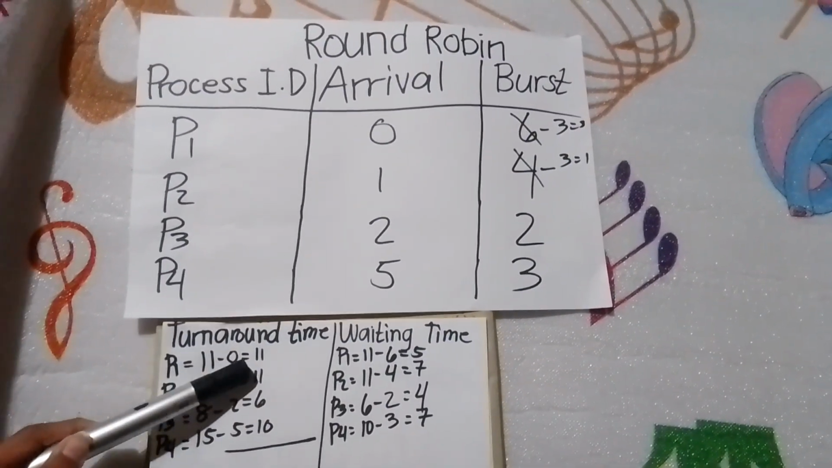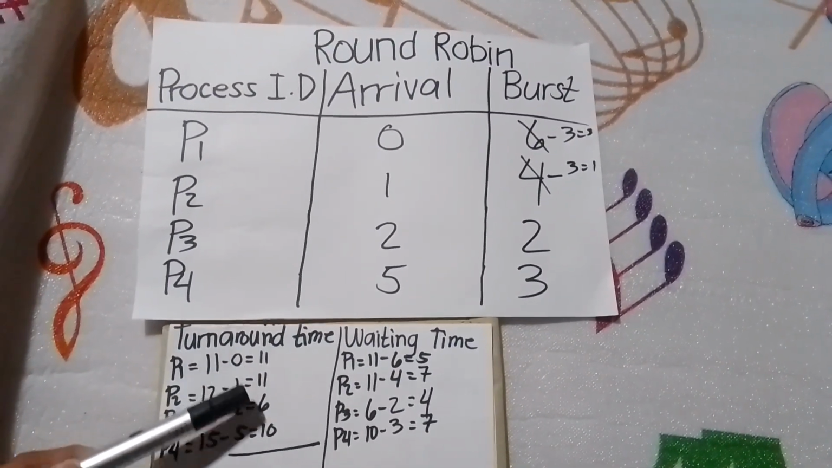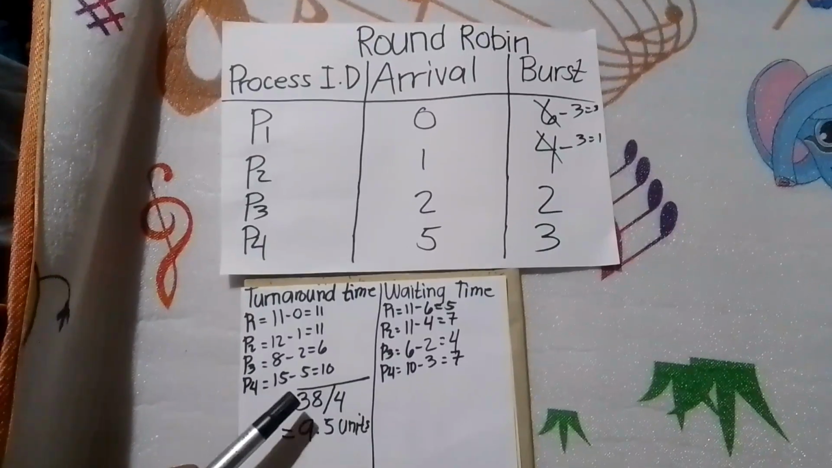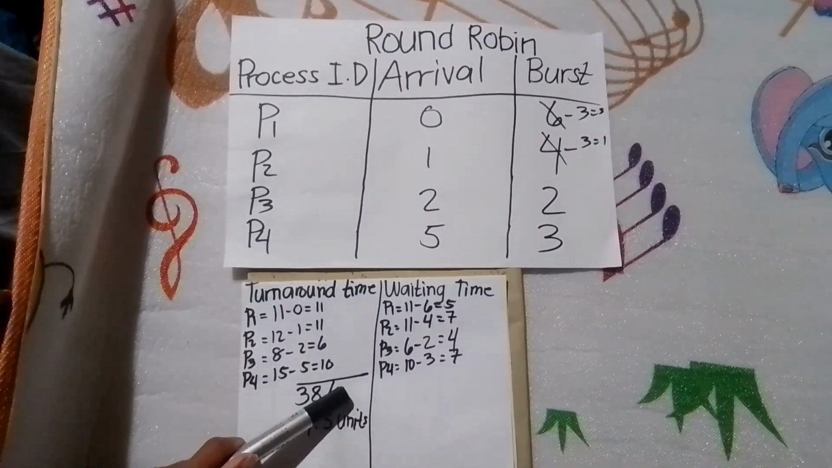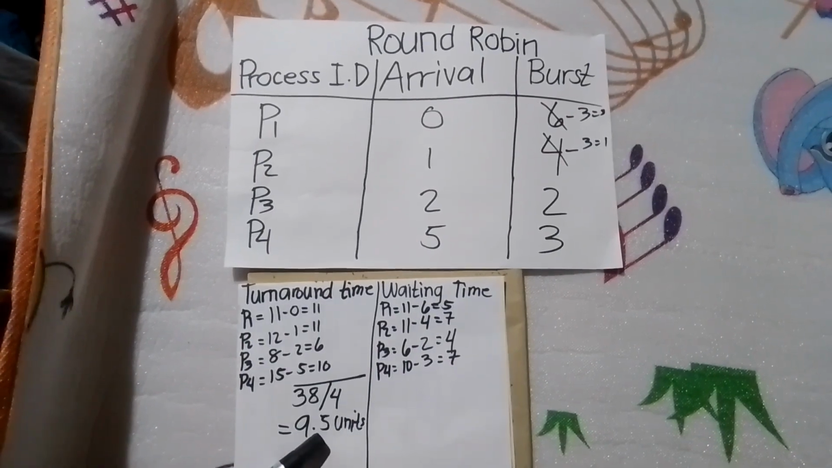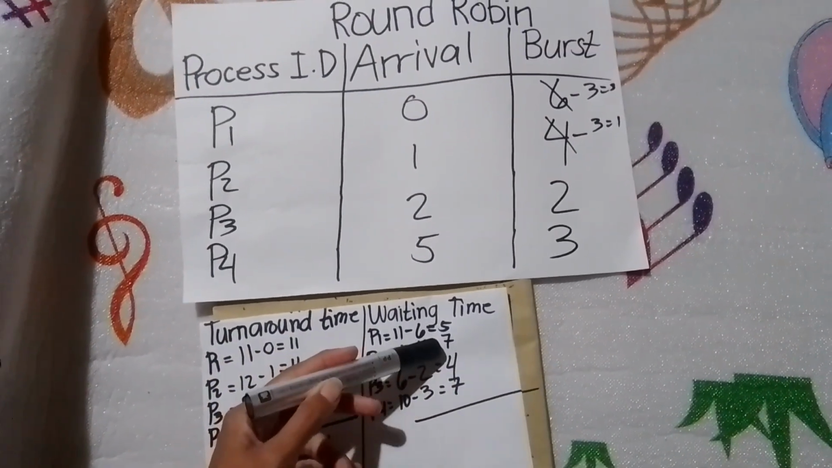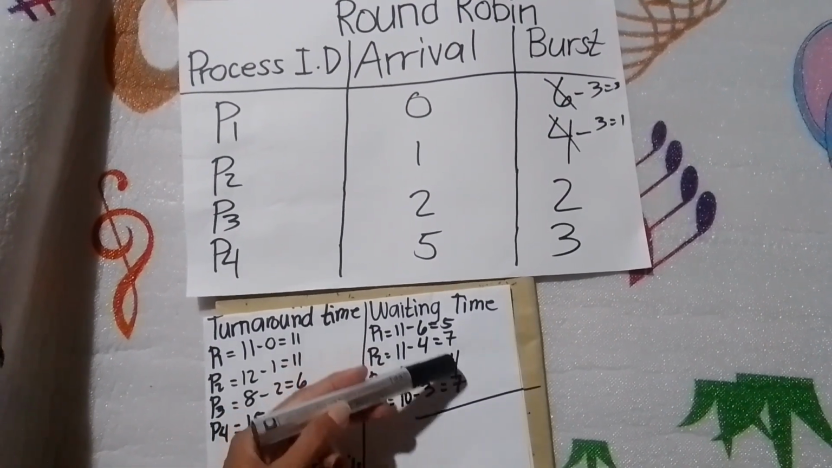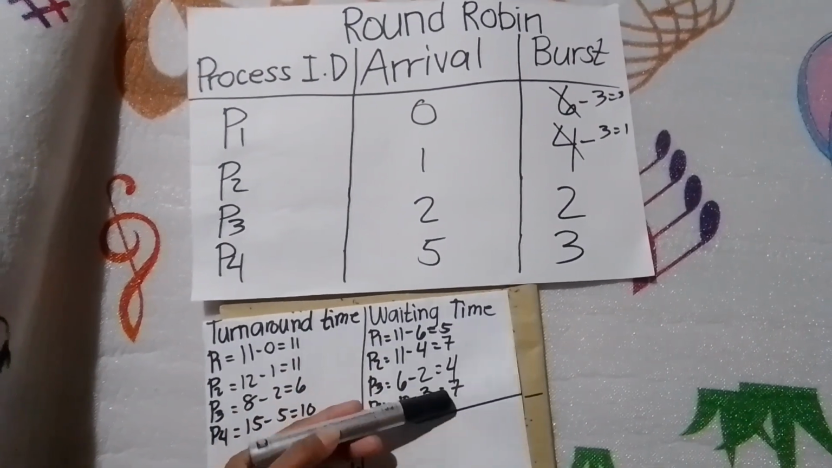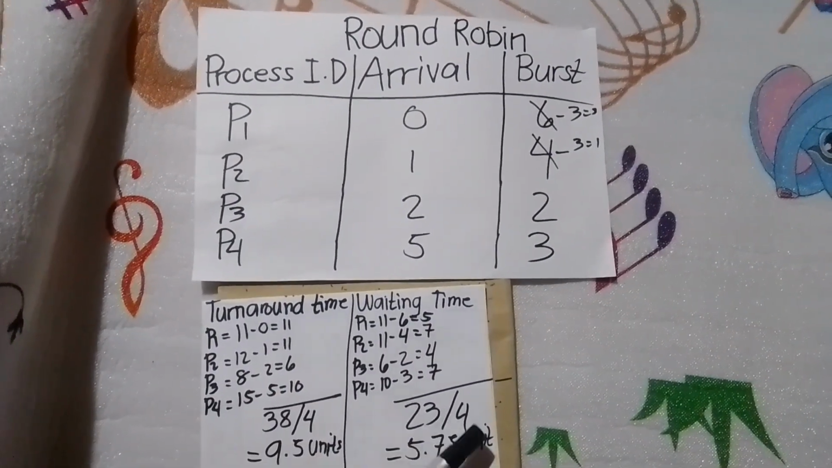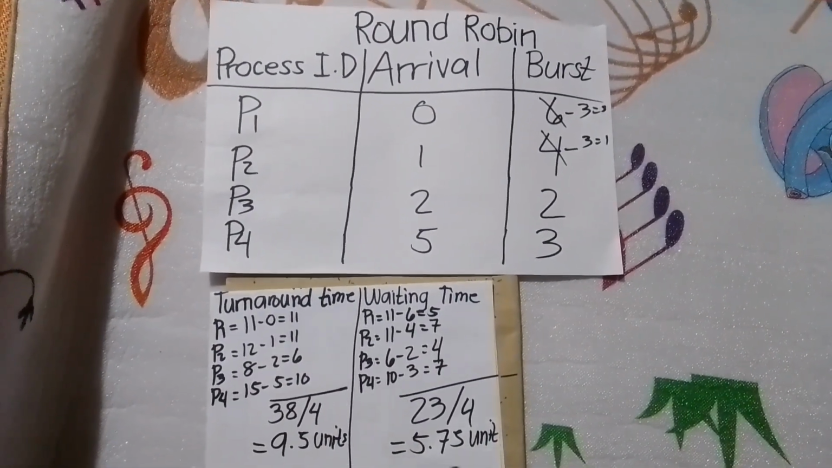For the turnaround time: 11 plus 11 is 22, plus 6 is 28, plus 10 is 38. 38 divided by 4 is equal to 9.5 units. For the waiting time: 5 plus 7 is 12, plus 4 is 16, plus 7 is 23. 23 divided by 4 is equal to 5.75 units.